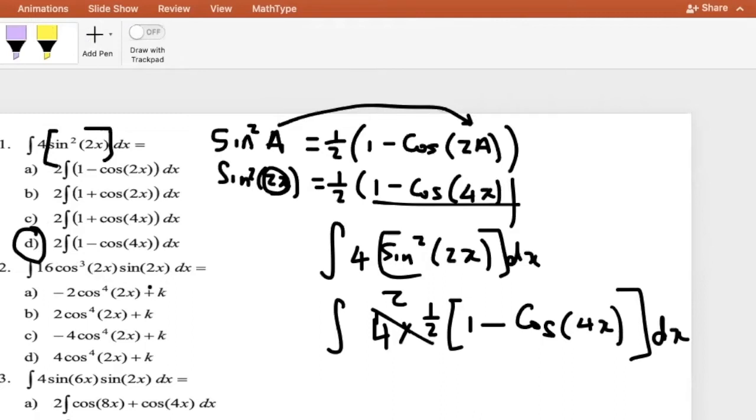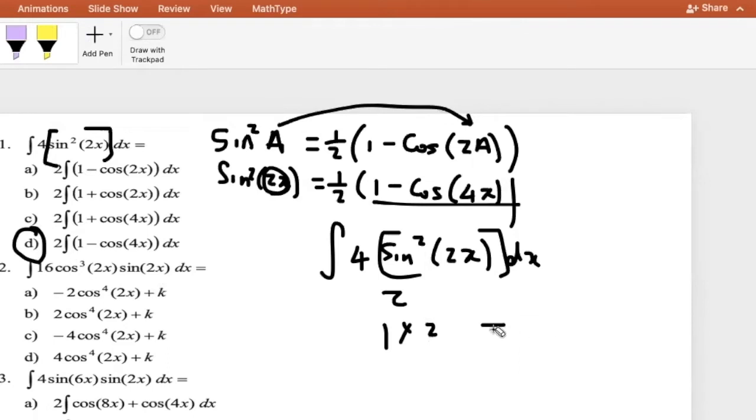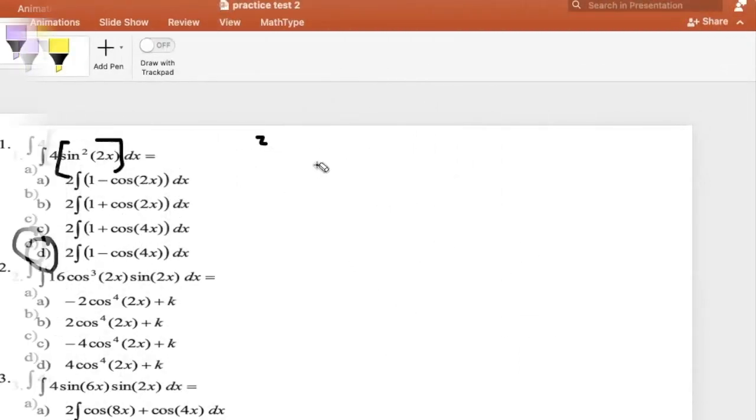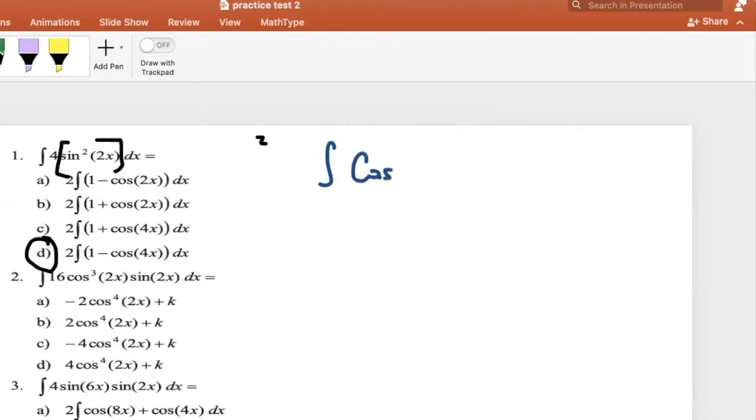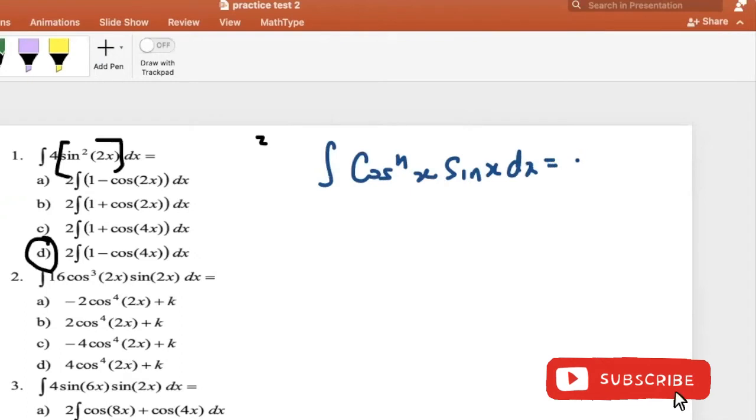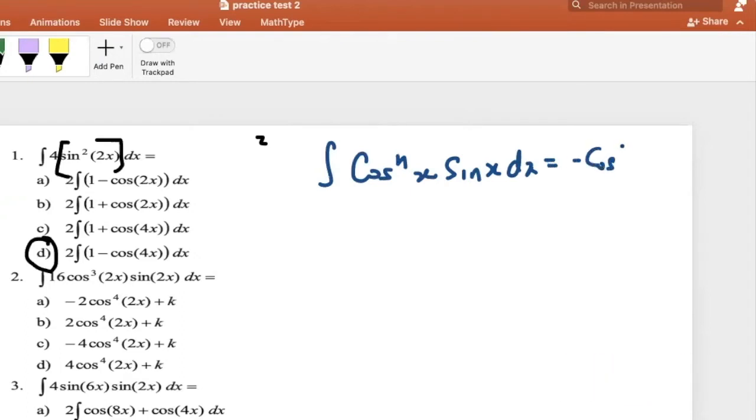16 cos cubed 2x sine 2x. I can use integration by recognition for this. So looking at number 2, I know that the integral of cos raised to the power n of x, sine x, with respect to x is equal to minus cos n plus 1 of x over n plus 1, plus c.